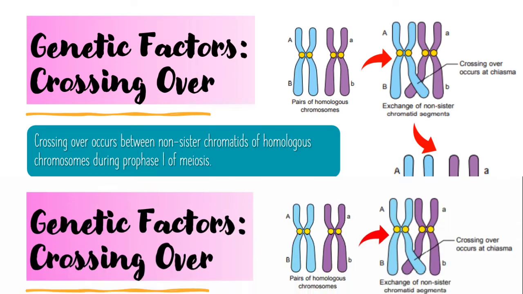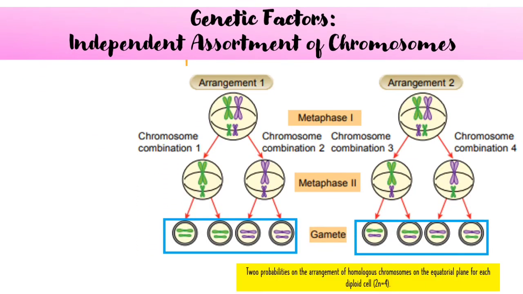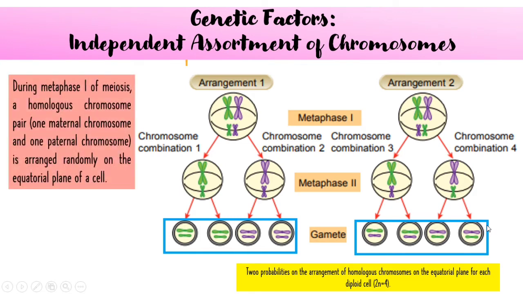So this is the second genetic factor, independent assortment of chromosomes. During metaphase 1 of meiosis, a homologous chromosome pair, one maternal chromosome and one paternal chromosome, is arranged randomly on the equatorial plane of a cell. Look at the arrangement.